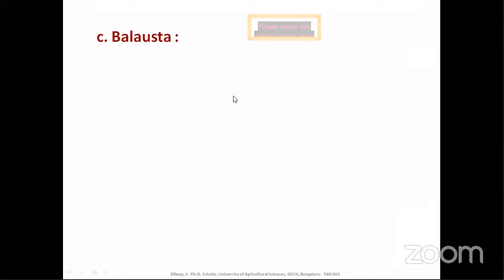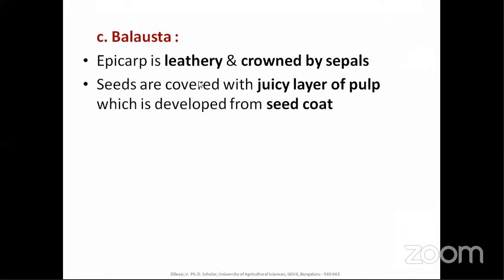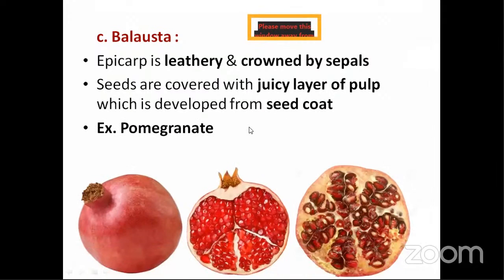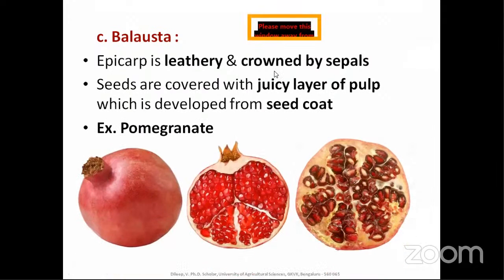And another one in fleshy fruits, that is balausta. In balausta, the epicarp is leathery and crowned by sepals, and seeds are covered with a juicy layer of pulp which is developed from the seed coat. An example is pomegranate. The epicarp is leathery and crowned by sepals.